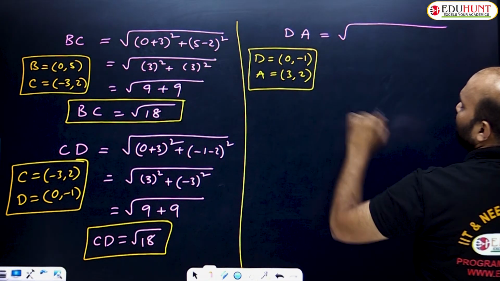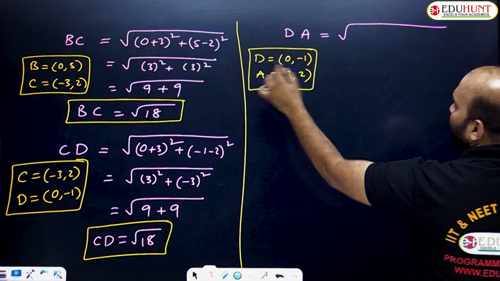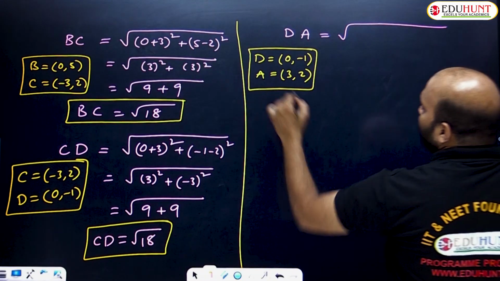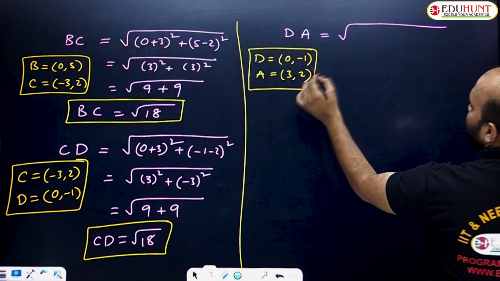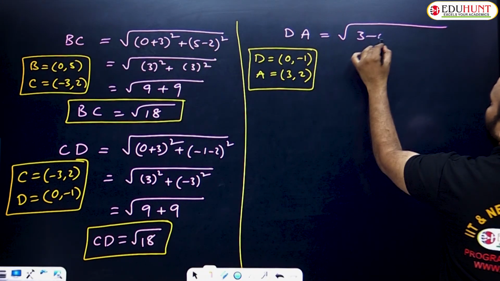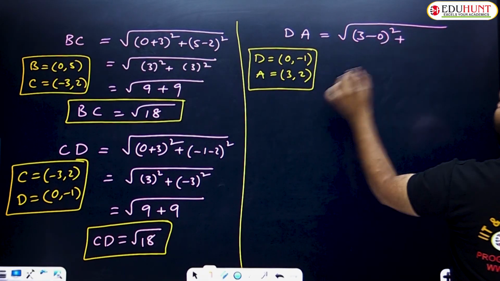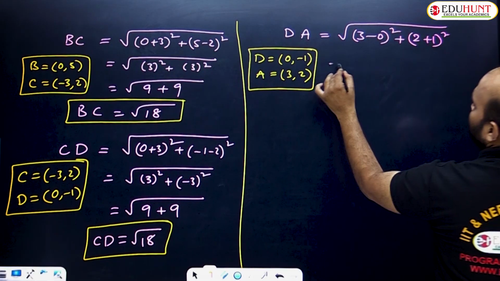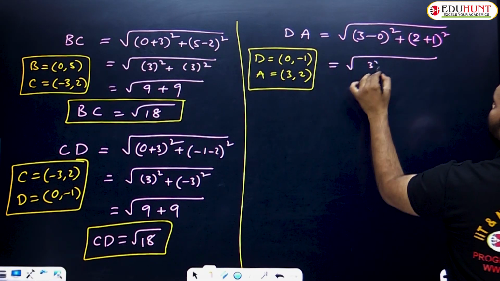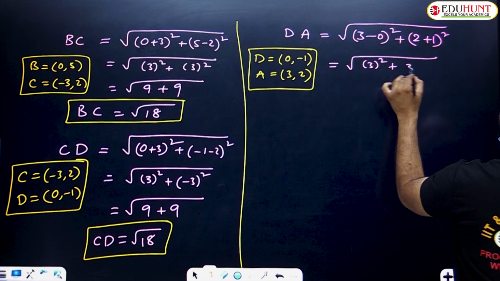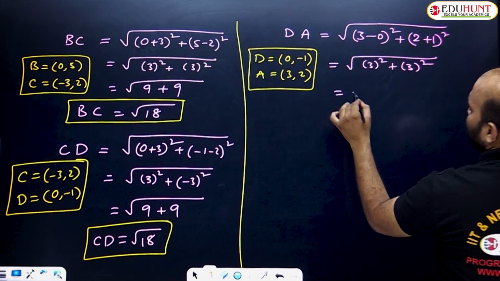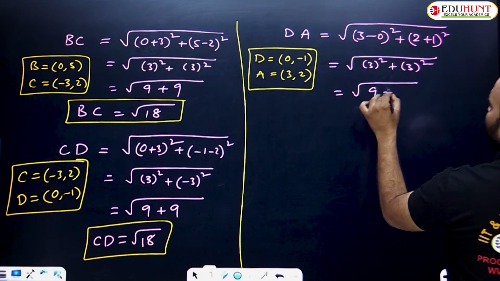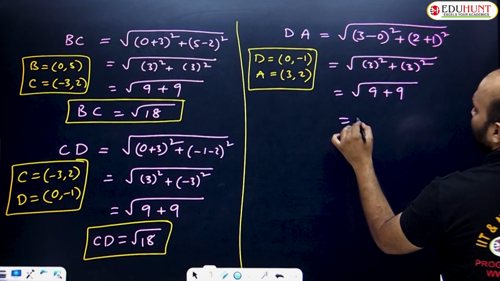square root of (x2 minus x1) whole square plus (y2 minus y1) whole square. Here D coordinates are x1, y1 and A coordinates are x2, y2. So x2 is 3 minus x1, 0, whole square, plus y2, 2 minus minus 1, plus 1, whole square. So 3 minus 0 is 3 square, 2 plus 1 is 3 whole square. Square root of 3 square, 9, plus 3 square, 9. What is the total? 18.